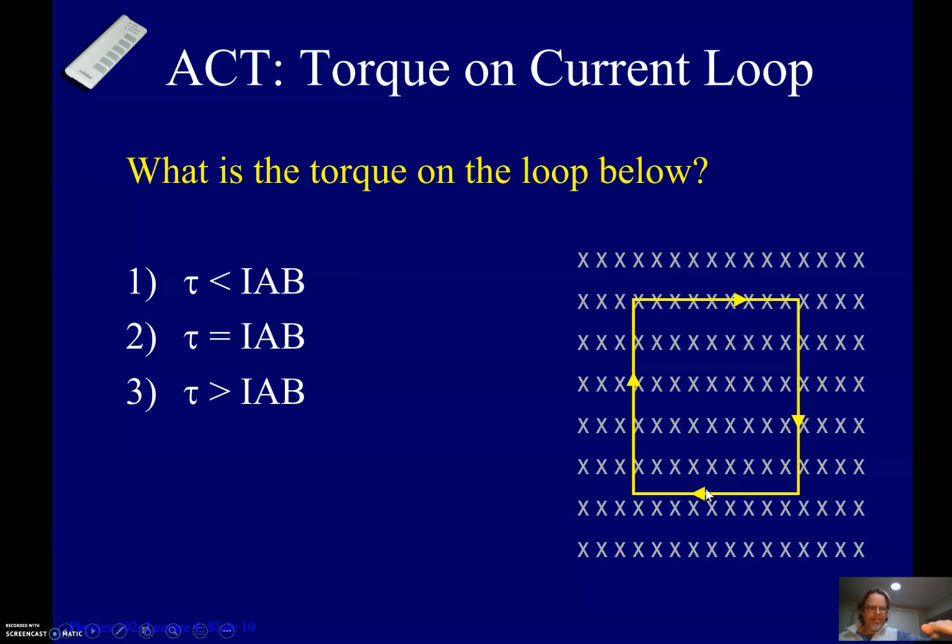Okay, now we're down here. We're going right-hand rule. The magnetic field's in, the force is down. And then we get to this side over here. The force is out. So the force is out, out, out, out. What's the net torque on the whole thing?